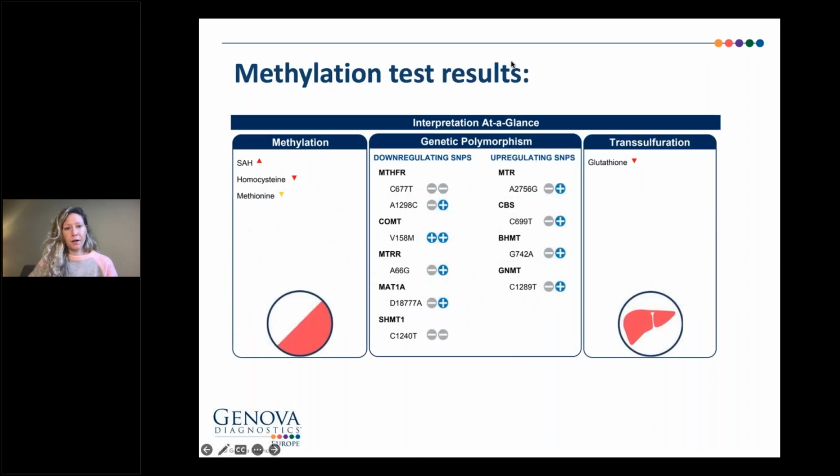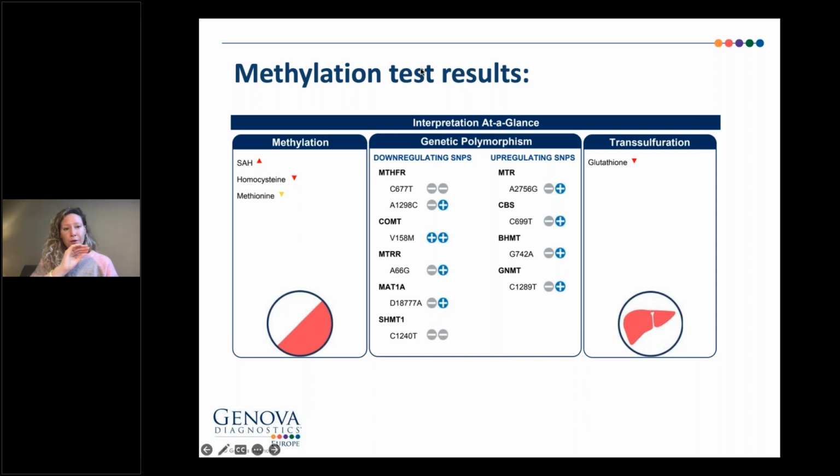So here were his methylation test results. So this patient's test results, as you can see, were quite interesting. Whilst his homocysteine was significantly low, his SAH was very high. We would normally expect to see homocysteine elevated in addition to SAH, or at least normal. So this was an interesting finding.